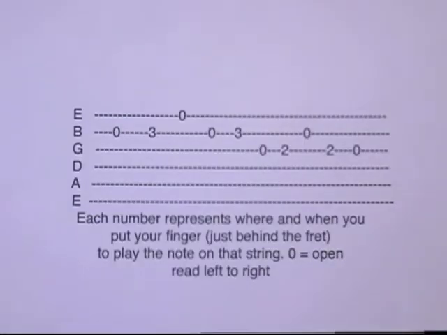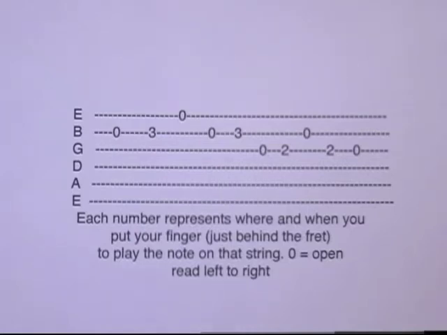So each number represents where and when you put your finger, which is usually just behind the fret, to play that note on that string. Now when you see a 0, that means it's open. You don't put your finger anywhere. And you read from left to right, like you would a book in English. So let's see what we have here.